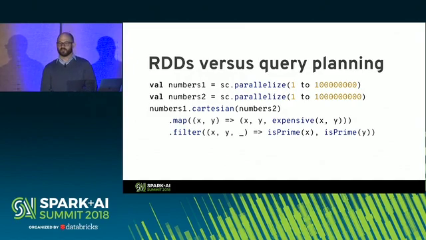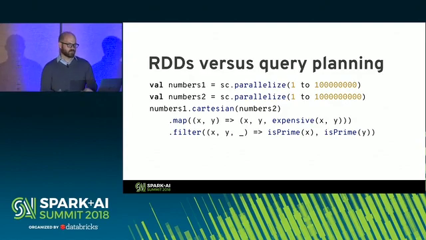But this also turns out to be a disadvantage of RDDs because we can give an RDD a pathologically bad program, like this program that generates two large collections of numbers, takes the Cartesian product of these two collections, and maps each pair to the result of an expensive function and filters out some results.